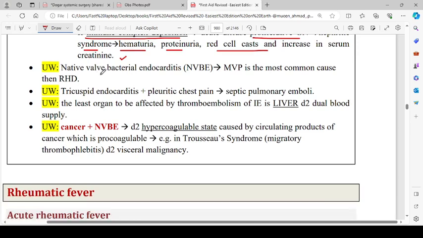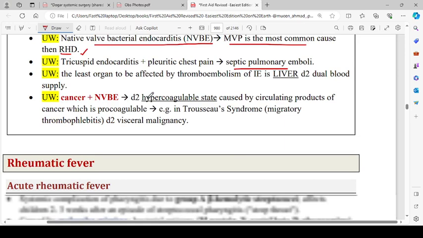High-yield point: native valve bacterial endocarditis, mitral valve prolapse is the most common cause, then comes rheumatic heart disease. I'm sorry, then comes the rheumatic heart disease. High-yield point: tricuspid endocarditis presents with pleuritic chest pain and septic pulmonary emboli. The least organ to be affected by the thromboembolism of infective endocarditis is the liver due to dual blood supply.